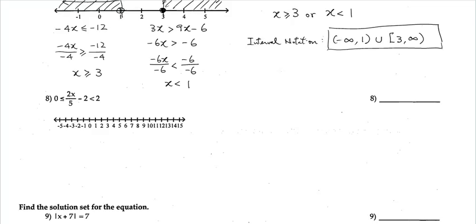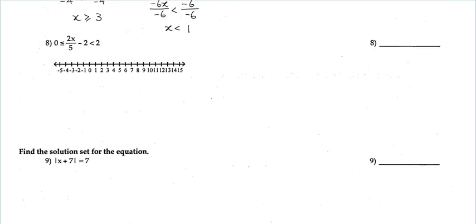Number 8, we also have a compound inequality. We have the left side, we have the right side, but we also have the middle side. We have 0 less than or equals to 2x over 5 minus 2 less than 2. Well, there is something in this compound inequality we don't like to see. What is that?